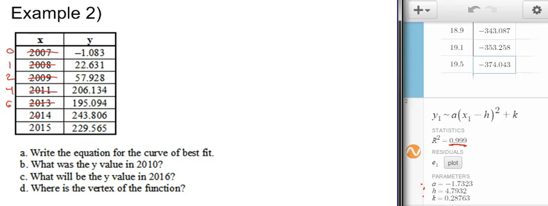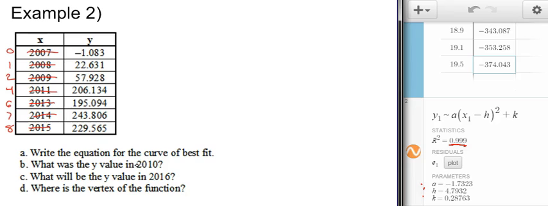And then 2014 would be 7, and 2015 would be 8. So now what I can do is, instead of having these big numbers, which are going to force me into having an equation with big numbers, I can just use these, the 0, 1, 2, 4, 6, 7, and 8, as my x values, and then get my curve of best fit, find all the other problems. You would have to translate through to all of these.